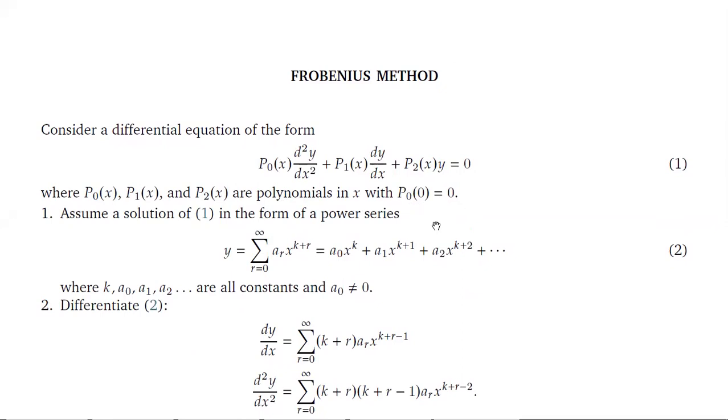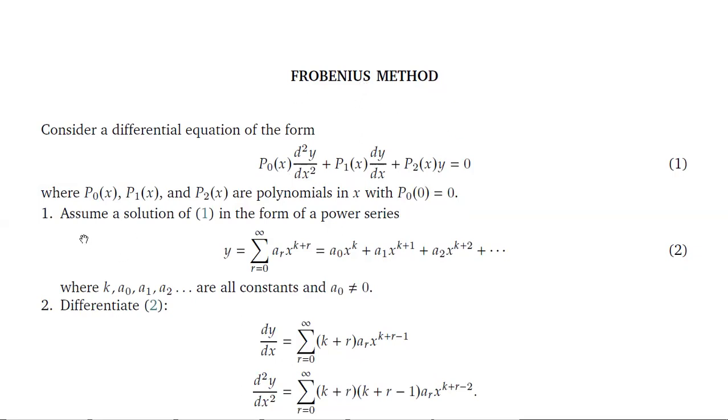So we have already learned one method, that is the power series method, to solve differential equations of this form. But in the power series method, the condition is P0(0) should not be equal to 0. So if you get a differential equation of the same form but with P0(0) equal to 0, then in such cases we use the Frobenius method.